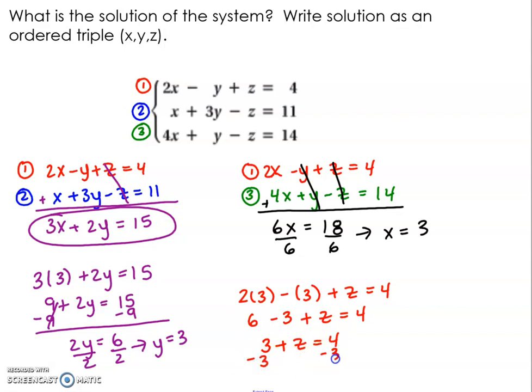Subtract the 3, and we're going to get that z is equal to 1. So now we have x, y, and z. So our answer here, again in alphabetical order, will be 3, 3, 1.